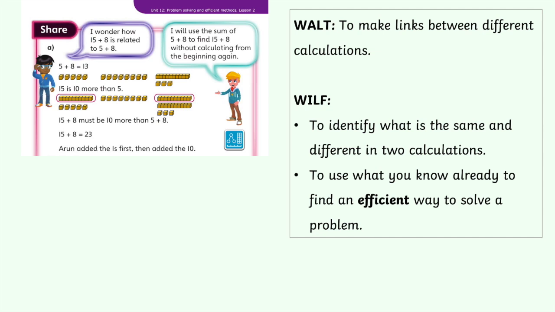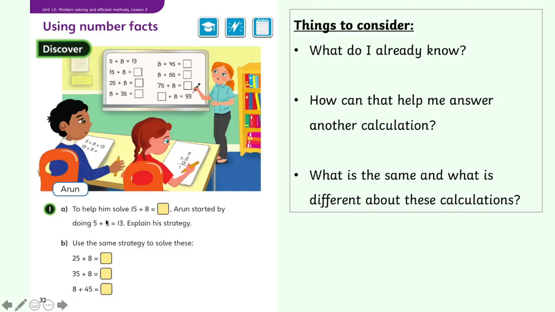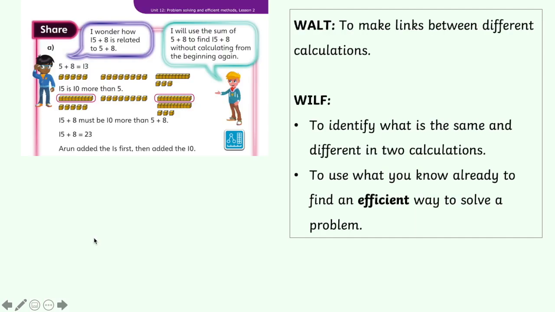Efficient means quick and easy, the best way to solve a problem without making it more long and complicated than it needs to be. Over here we've got Ash, and Ash says, I wonder how 15 add 8 is related to 5 add 8. And Dexter says, I will use the sum of 5 add 8 to find 15 add 8 without calculating from the beginning again. You'll remember, looking back to our Discover, that to help him solve 15 add 8, Aaron had started by doing 5 add 8. Let's go back then and talk about that.